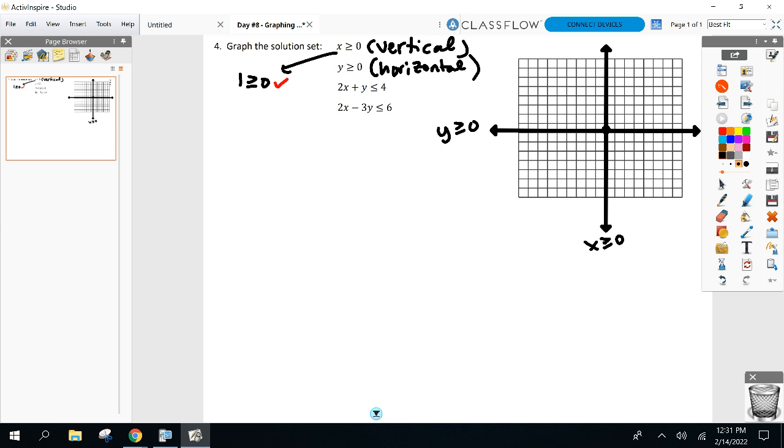All right, I can't test 0, 0 because it goes through 0, 0. What's a point I could test? 1, 1 now. Is 1 greater than or equal to 0? Yes, so would I shade above or below my x-axis? I would shade above. Now look what we just talked about. To the right of the y-axis, above the x-axis.